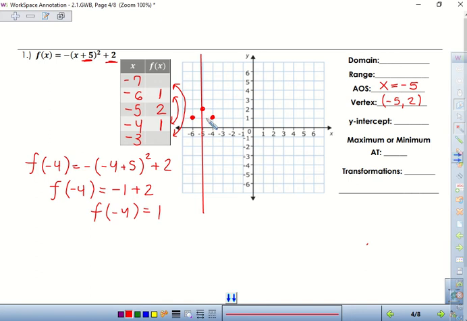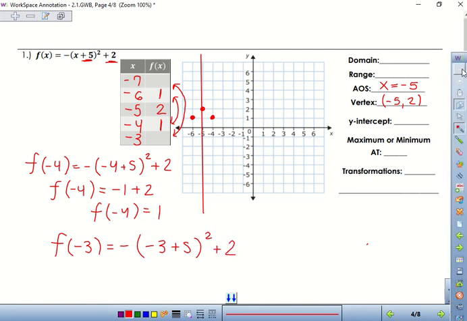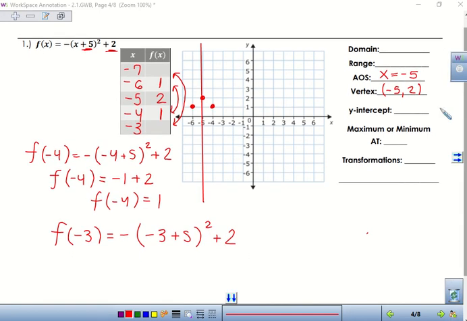And now we need to continue with it. So to continue, we are going to plug in the negative 3. So we plug in a negative 3. We get negative 3 plus 5 squared plus 2. What's negative 3 plus 5? 2. Good. What's 2 squared? 4. What's 4 made negative? What's negative 4 plus 2? Not 2, but negative 2.